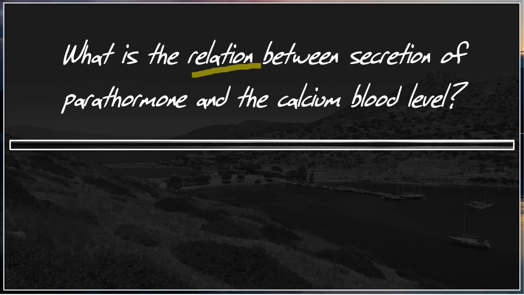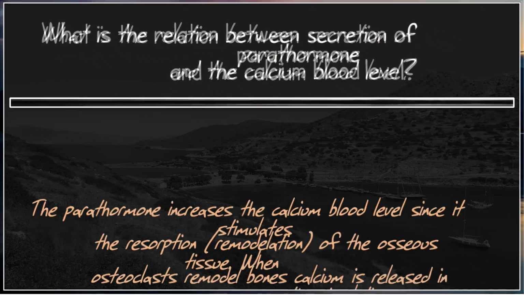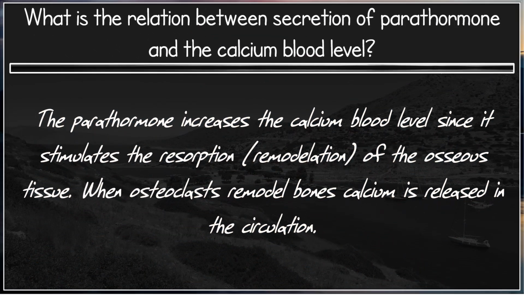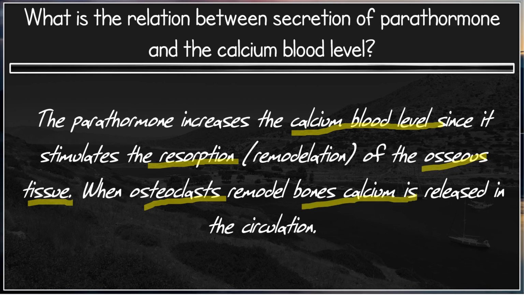What is the relationship between the secretion of parathormone and calcitonin and the calcium blood level? Parathormone increases the calcium blood level since it stimulates reabsorption, remodeling of the osseous tissue. When the osteoclast remodels bone, calcium is released in the circulation.